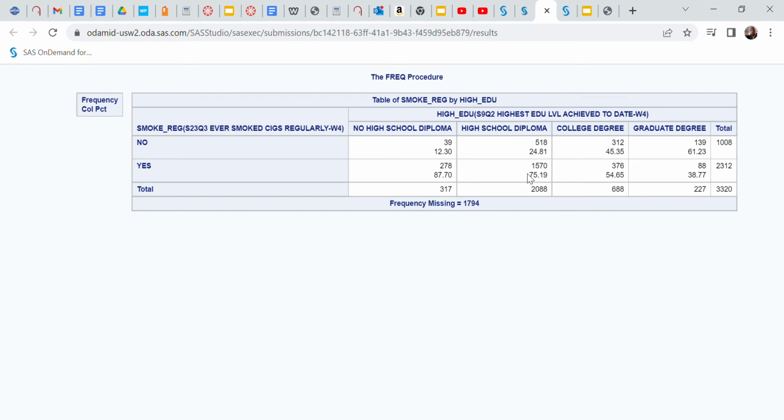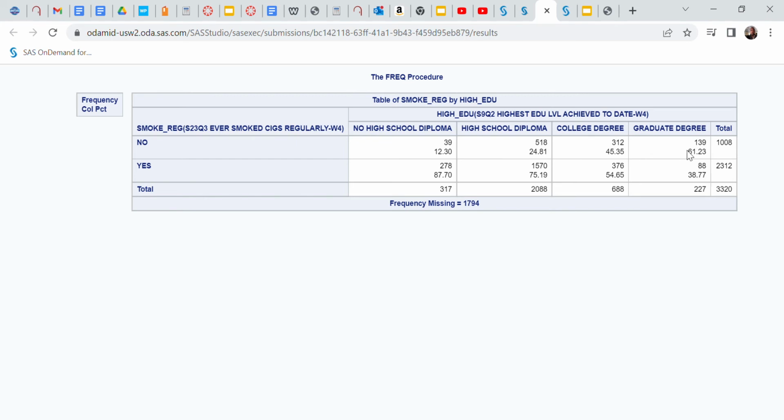High school, do you see how that's going down? 75% smoke, about 25 don't smoke regularly. College, that's going down, not almost, but close to 50-50. Then you go into graduate degree. People who have master's, PhD, and above are smoking regularly about 40% of the time and 60 are not.